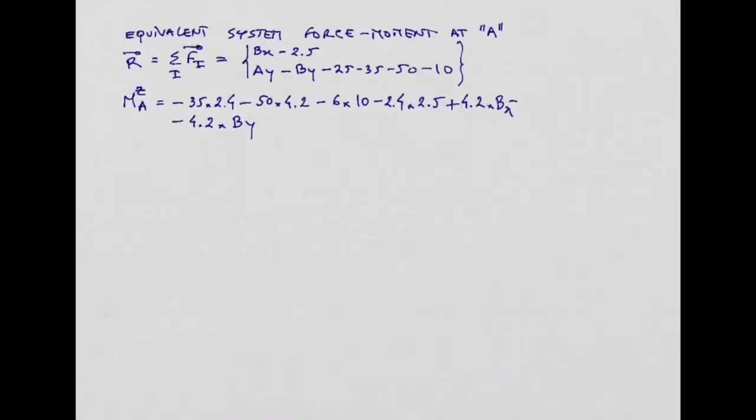So we built the equivalent system force moment with a resultant of the forces and a resultant of the moments. In this case, we have only a moment in the Z component. It's a two-dimensional problem. Now, in order for this equivalent system to be in equilibrium, the resultant of the forces needs to be equal to 0 and the moment needs to be equal to 0. If this happens, it means this system is going to be in equilibrium.